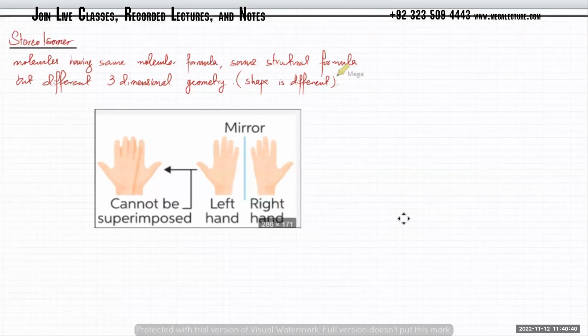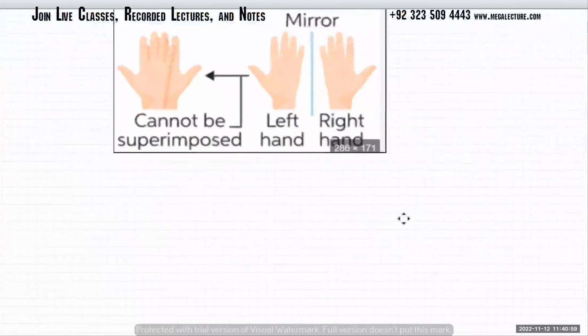What's a stereoisomer? It looks exactly the same. The connections are exactly the same. Even the structural formula, the connections are the same, except that the three-dimensional geometry is different. So the direction in which the fingers and different bonds are pointing, they're going to be different.